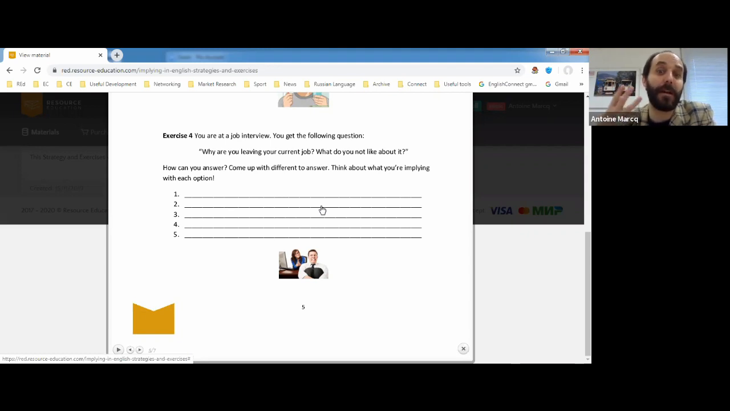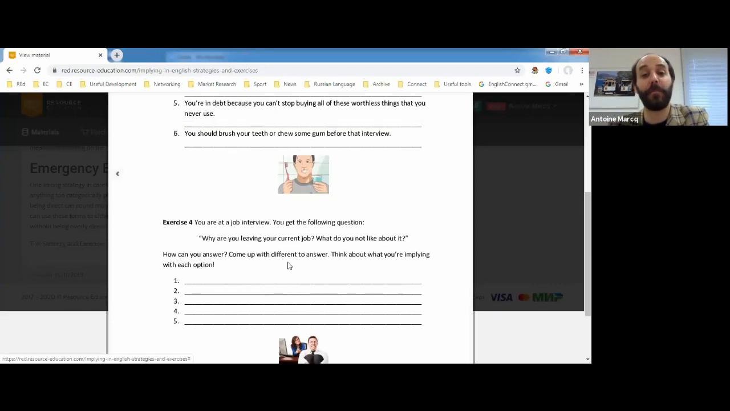This is a typical example of a situation where in English you want to imply things. Okay, you want to imply because you don't want to be critical of your former boss, for example. I mean, it's your potential future boss interviewing you. So if you're too critical of your former boss, your potential future boss might hesitate on hiring you. So there are different ways you can imply why you are leaving your current job.